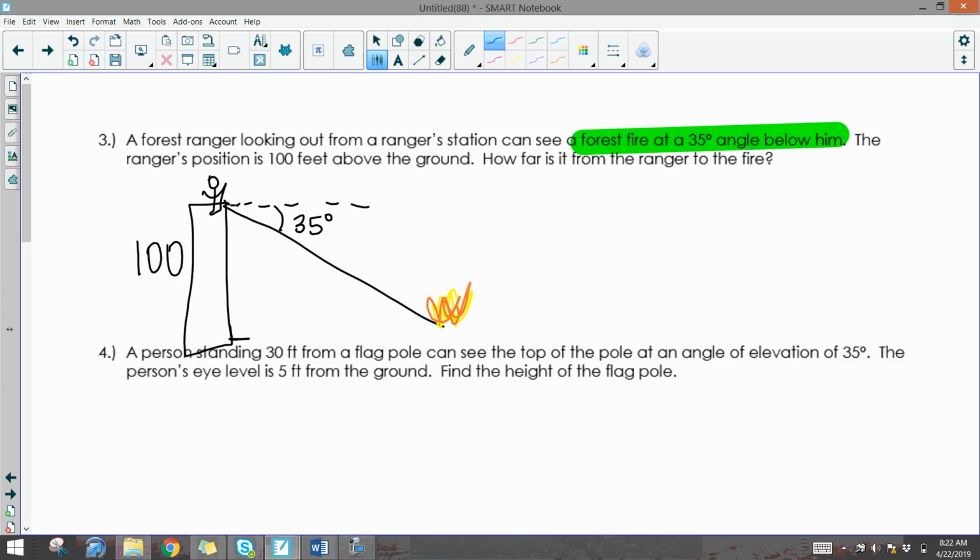Okay, so we have our triangle here. This obviously is upright. Now let's think about the angles first. We talked about this in the beginning. If this is 35 degrees, you know two things.